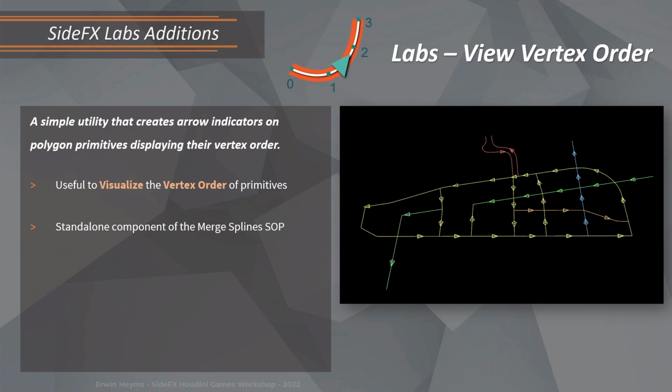And then finally, this one's called View Vertex Order, and it basically just visualizes the direction of each curve. It will create an arrow and place it in the center of all the points on a curve. It's basically a standalone component from the Merge Splines node, so you can use this anywhere and quickly visualize your curve direction.